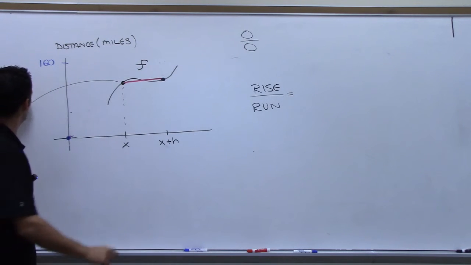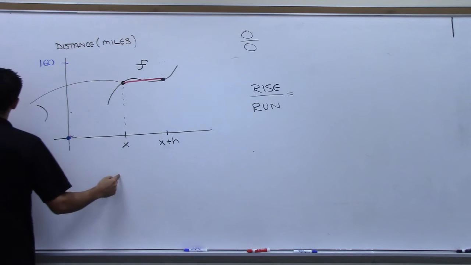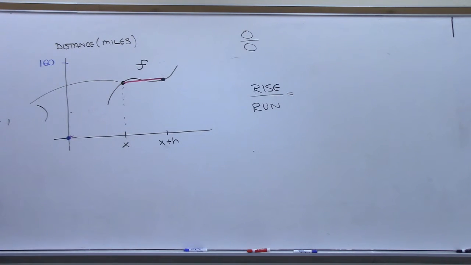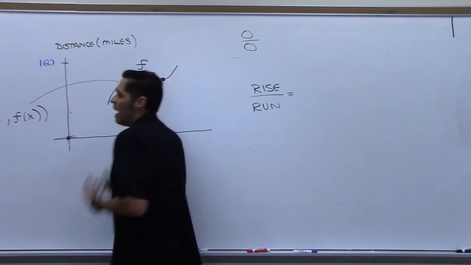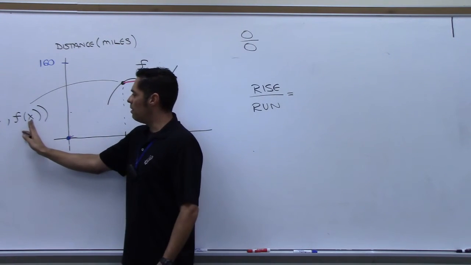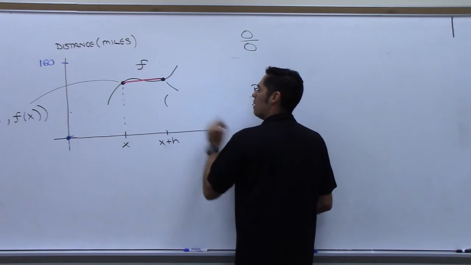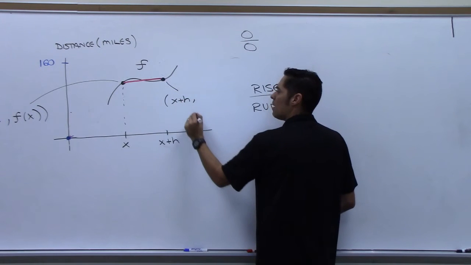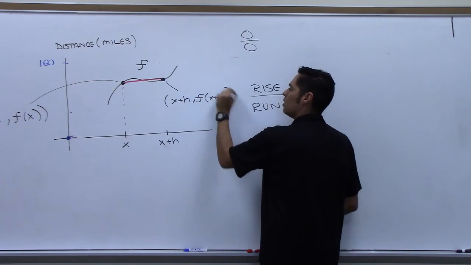I'm going to look at this point here. What's the x coordinate of this point? X. What's the y coordinate? It's whatever I get when I plug x into the function, right? Which I'm just going to call f of x. Do you agree that's what it is? I mean, I don't know what it is because I don't even know what this function is. But it's whatever you get when you plug x into the function. Now what about this point? What are the coordinates of that point? What's the x coordinate? X plus h. What's the y coordinate? F of x plus h, right? Understand?